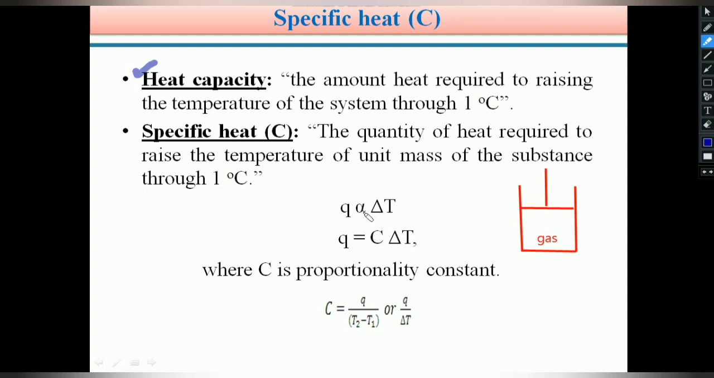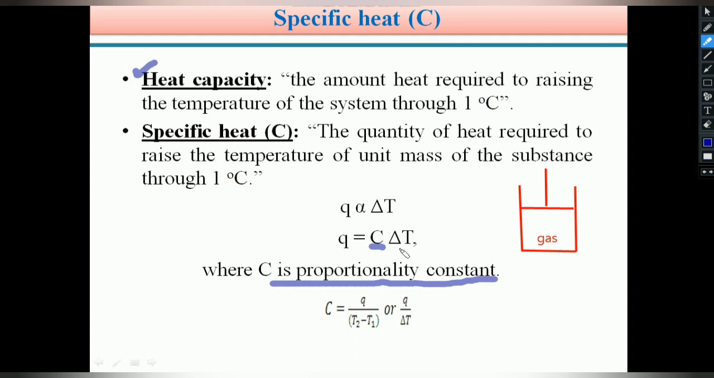Okay, so in order to remove this proportional, we can introduce a proportionality constant. Let us assume that it is C. Therefore Q equals C into delta T. Here C is our specific heat. In this equation, C is a proportionality constant. Q equals C into delta T.